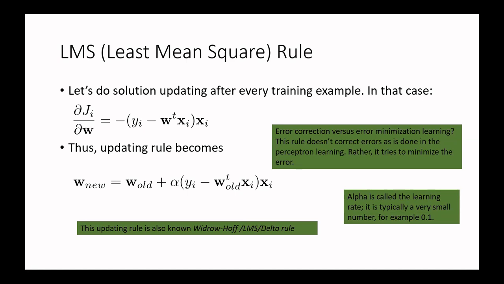The important point to remember here is the difference between error correction and error minimization. Error correction may never cease, but error minimization will definitely cease. So that's the difference you have to remember.